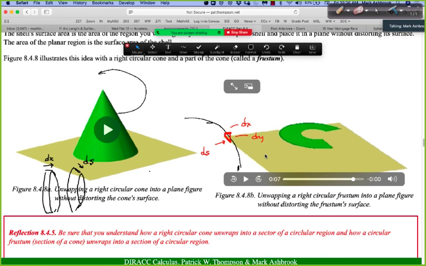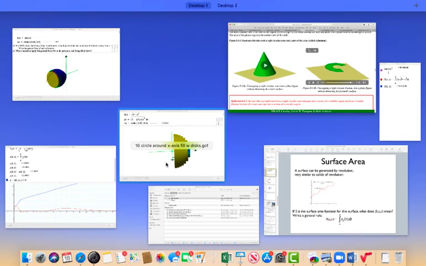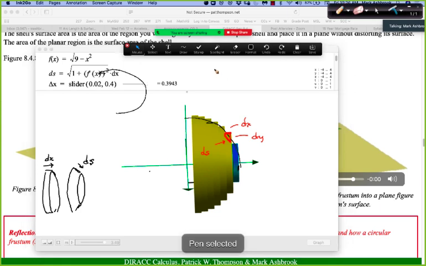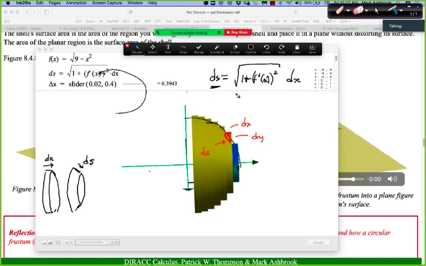But it just goes back to being ds. Okay, so what was ds? Our ds was the square root of 1 plus that thing squared, times dx. This was the rate of change of arc length. So ds equals the rate of change times dx. And so rather than using dx for our surface area, we're going to use ds. Let's do it.